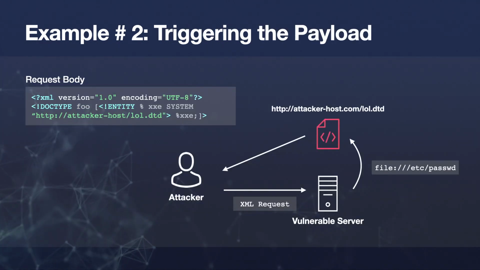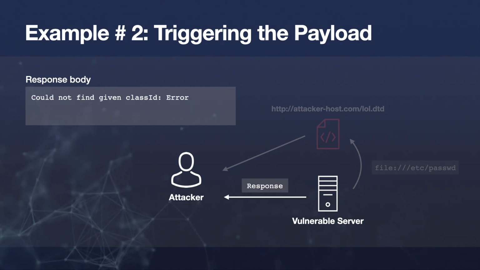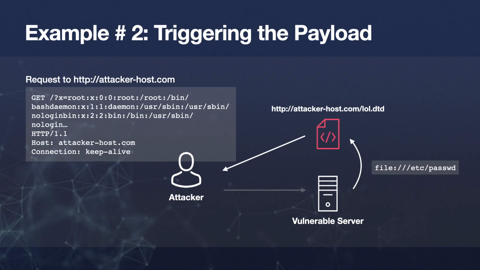To see this in action, we actually send a request that references our maliciously hosted DTD file. And then the response returns some type of error. In this case, it's a generic error. So the only way for us to confirm the trigger of our payload is by reviewing the server logs of attackerhost.com, which is within our control. We'll see that a GET request was made with the contents of the file that we specified as one of the parameters, x.